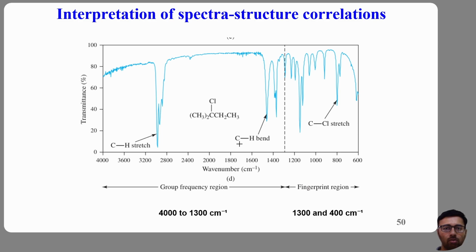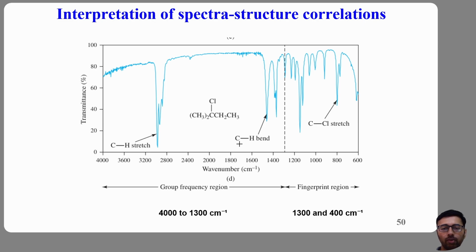Now let us move below 1300 centimeter inverse. This is called the fingerprint region. This region contains complex bending vibrations, skeletal vibrations, coupled motions, and whole molecule oscillations. The peaks overlap heavily. Unlike the group frequency region, individual peak assignments here are often extremely difficult.